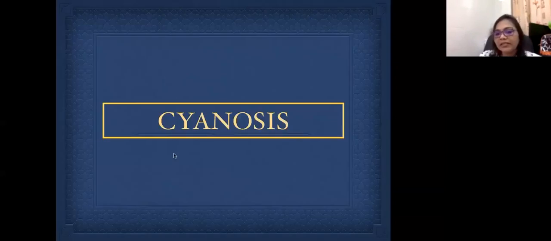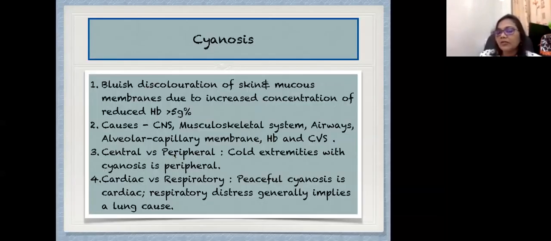All right, so now we will discuss cyanosis, which is another very important symptom of heart disease in children. So again, you are well versed with the definition, which is bluish discoloration of skin and mucous membranes due to increased concentration of reduced hemoglobin, more than 5 gram percentage. So the causes could be anywhere from central nervous system, musculoskeletal system, airways, alveolar capillary membrane, hemoglobin abnormalities, and cardiac disease. So cyanosis, central versus peripheral.